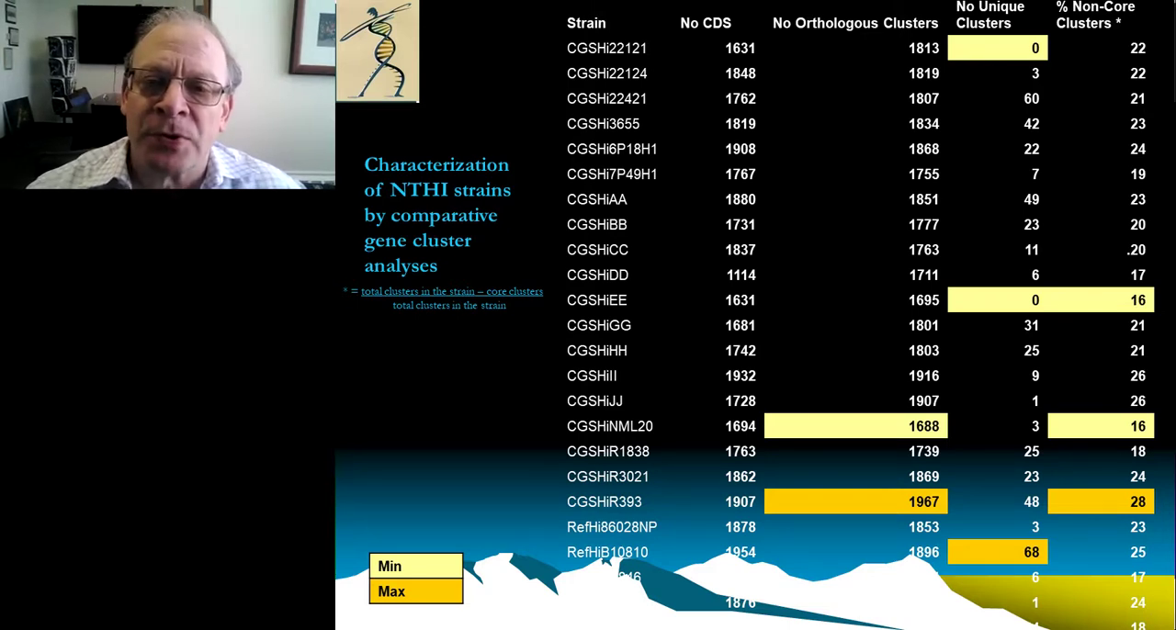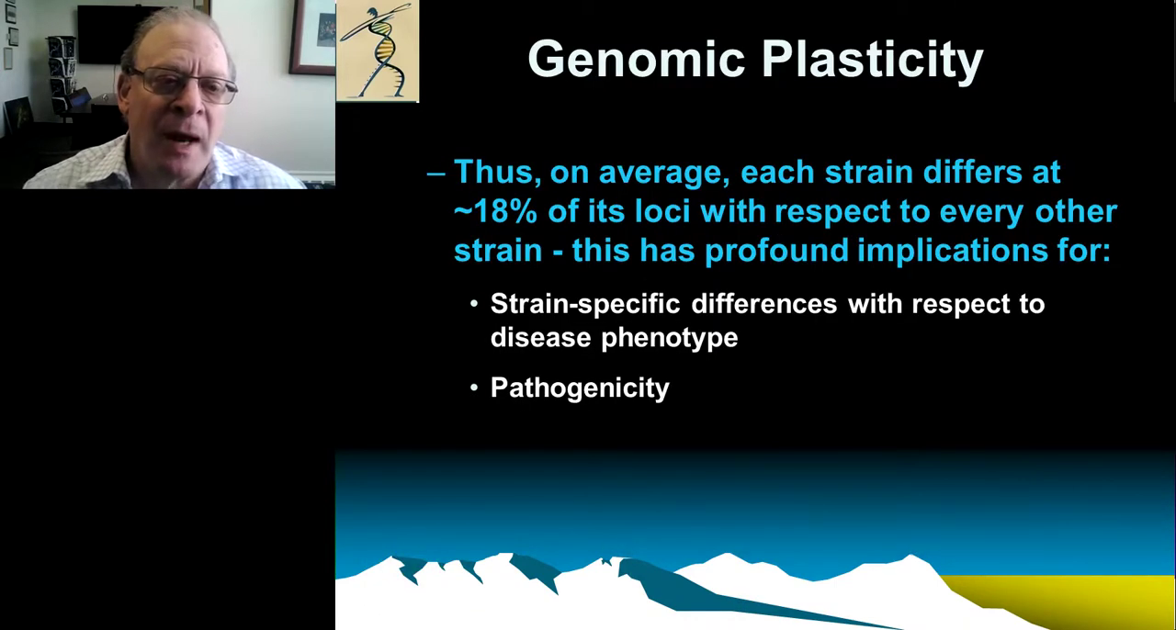Similarly, we can look at the percent of non-core genes or distributed clusters in each genome, and we see it varies from 16 to 28% on an individual genome basis. So on average, what we found was that each strain differs at 18% of its loci, or 18% of its genes, with respect to every other strain. And this has very profound implications in terms of strain-specific differences with respect to disease phenotype and pathogenicity.